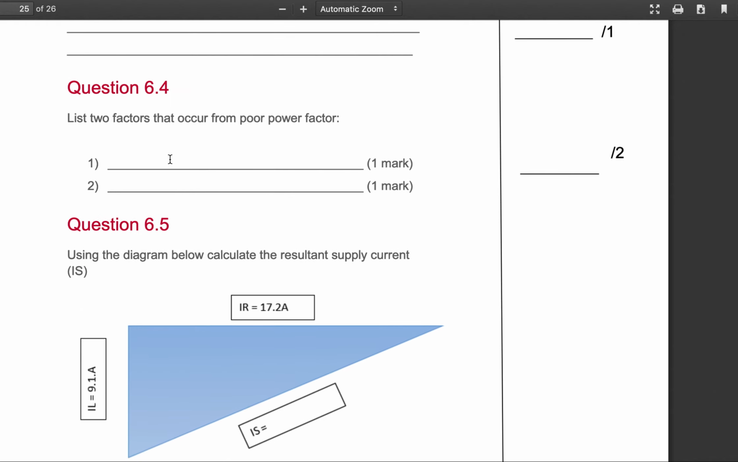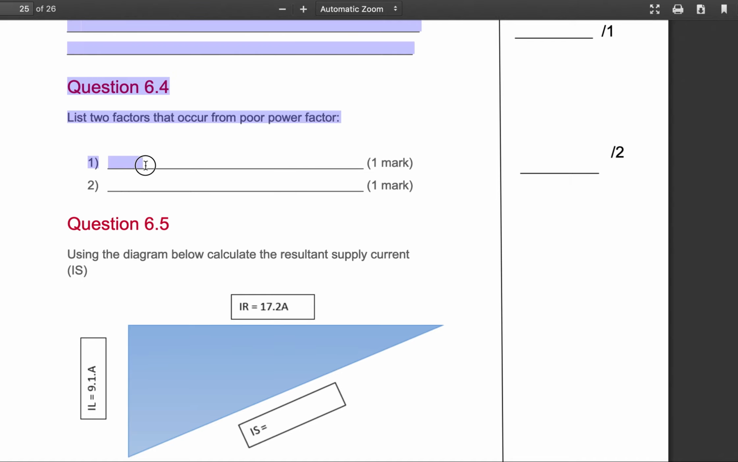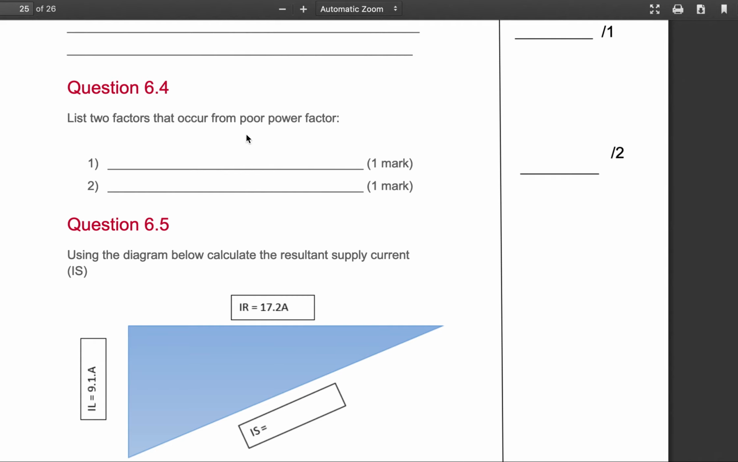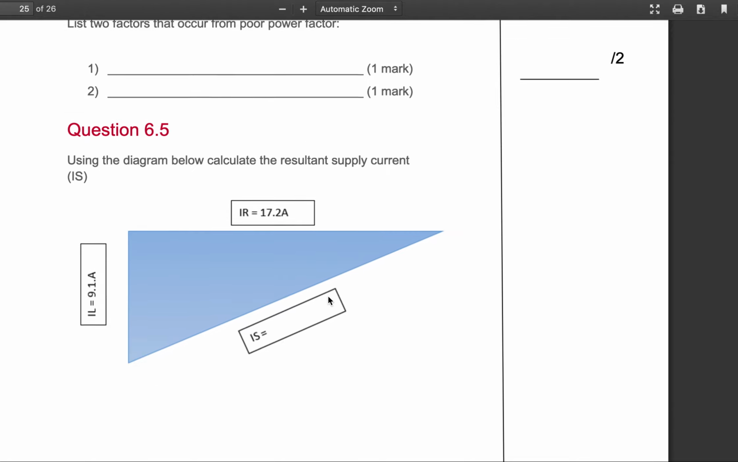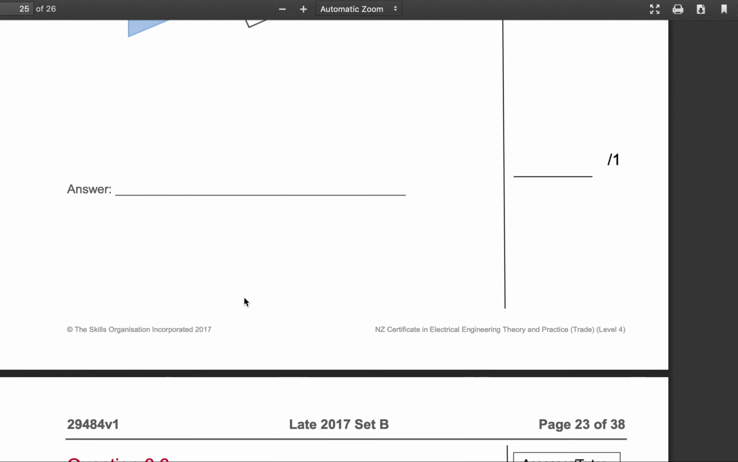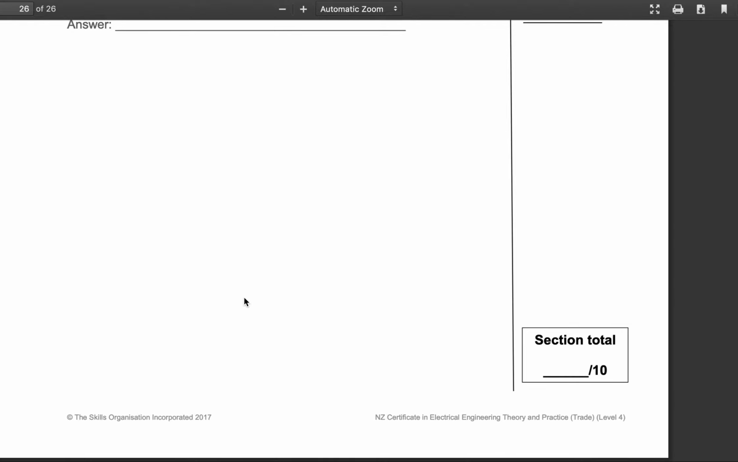Impedance, two factors, poor power factor. Okay, poor power factor. What are you going to do? You're going to increase your current. You're going to have increased current, and because you've got increased current, you're going to run bigger cables, bigger switchgear sizes, and you're going to get charged more for power if you're a commercial operator. Two factors. There's lots of factors there, okay, but currents will increase. Calculate the resultant supply. Done those. Easy. We got to the end.